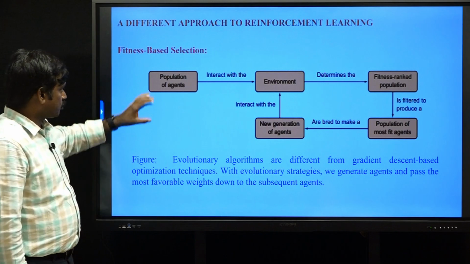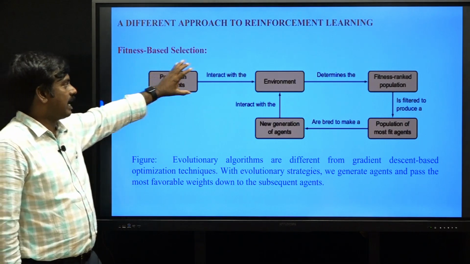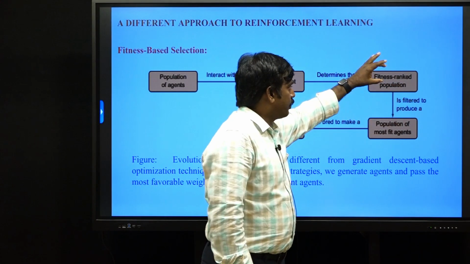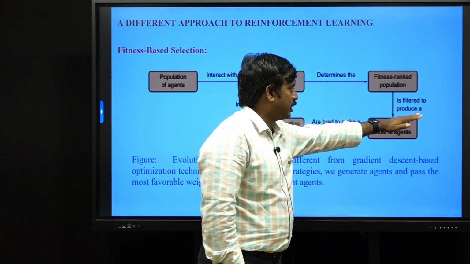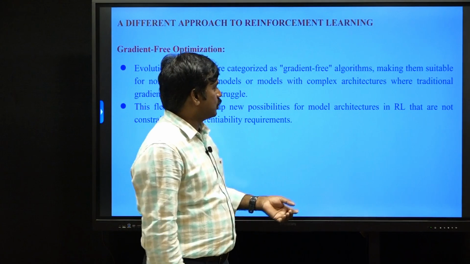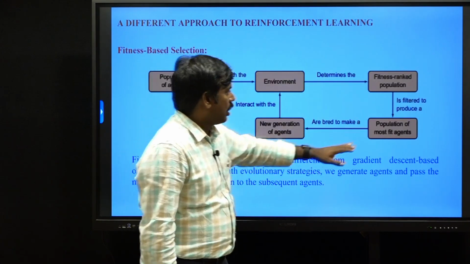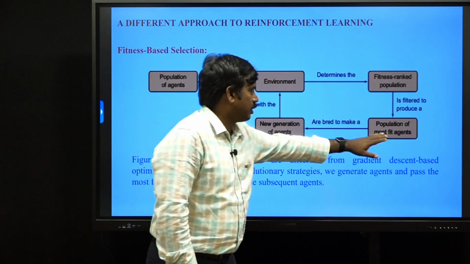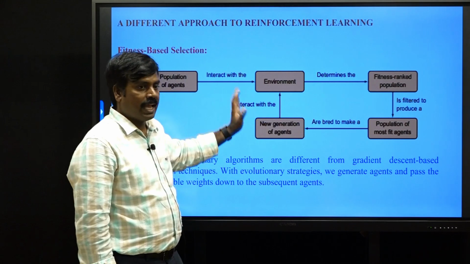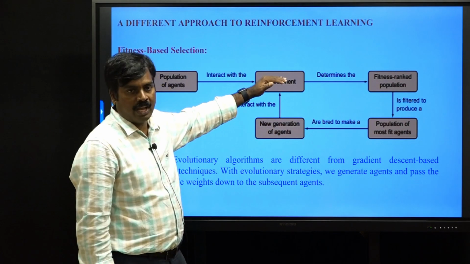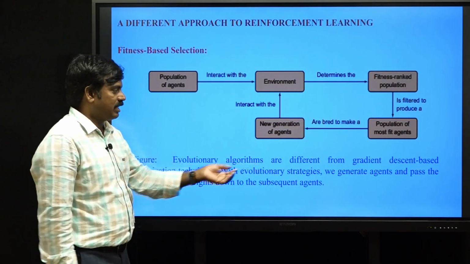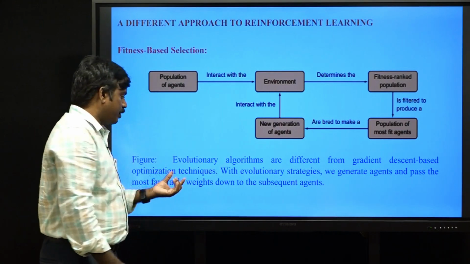Here a population of agents interacts with the environment and determines the fitness ranked population. The fitness ranked population is filtered to produce a population of the most fit agents. After that, the most fit agents are bred to make a new generation of agents. The new generation interacts with the environment, and this process continues. So evolutionary algorithms are different from gradient descent based optimization techniques.